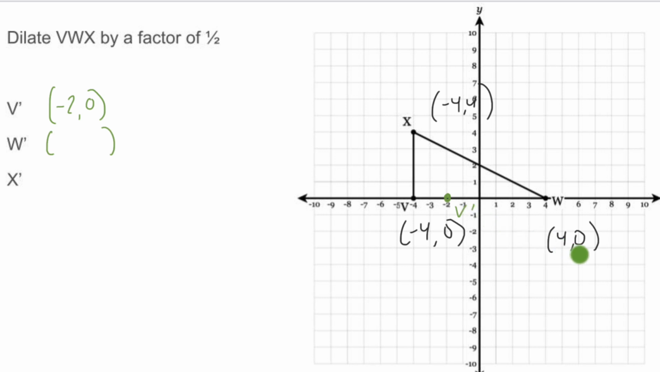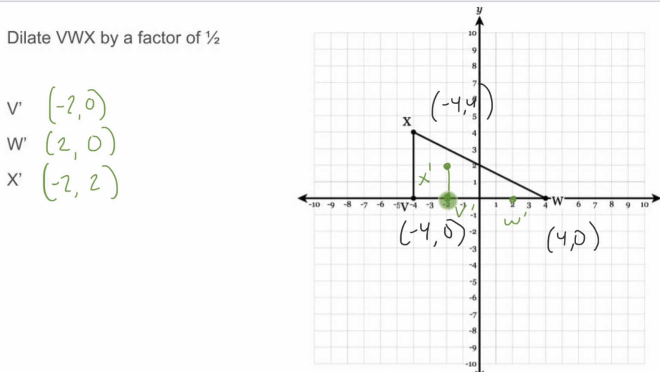So W is at 4, 0. 4 multiplied by a half is 2. 0 multiplied by a half is still 0. So W prime is at 2, 0. X is at -4, -4. -4 times a half is -2. -4 times a half is -2. So this will be X prime.